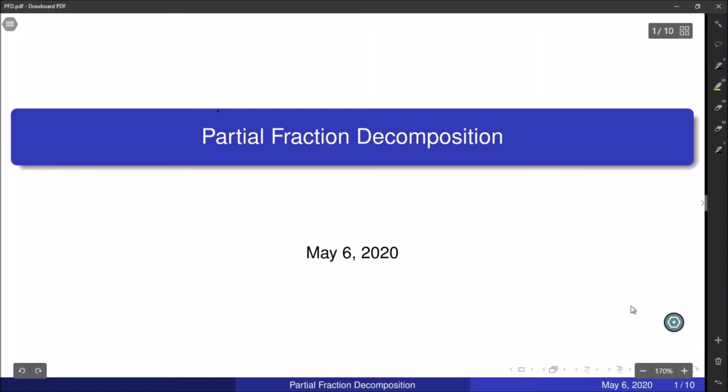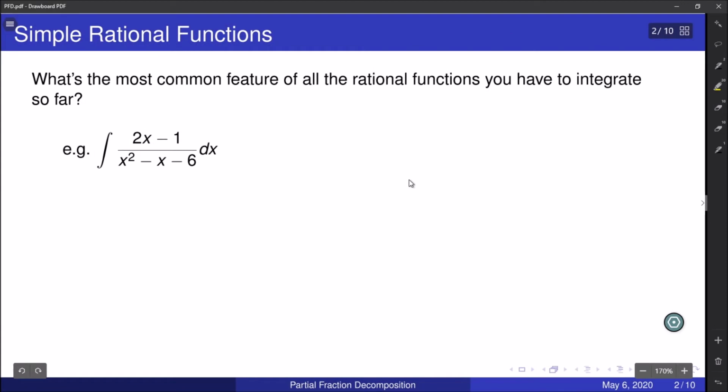Hi everyone, today we are going to look at partial fraction decomposition. It's another one of those methods you will encounter quite a lot when doing integrals. So let's start with some simple rational function, something like this, 2x minus 1 over x squared minus x minus 6.